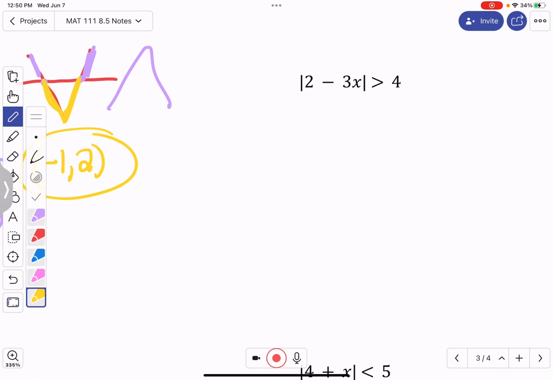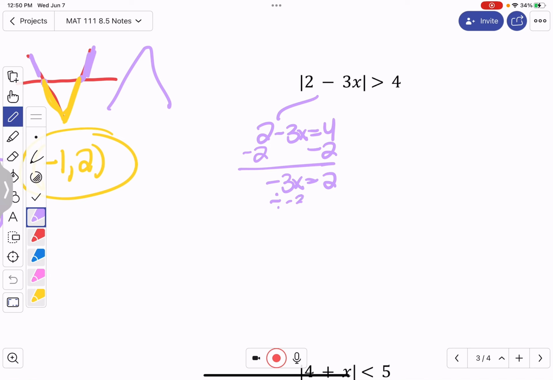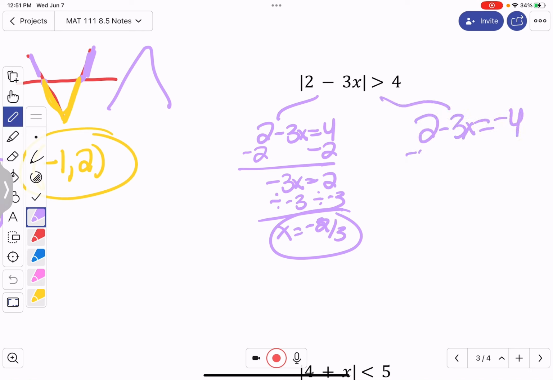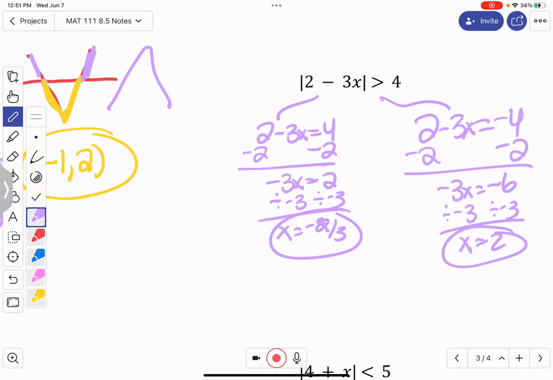Now let's do this one. So we're going to solve 2 minus 3x equals 4. Subtract 2. Divide by negative 3. X equals negative 2/3. And then we do it over here with the negative 4. Subtract 2. Negative 3x equals negative 6. Divide by negative 3, and x equals 2.